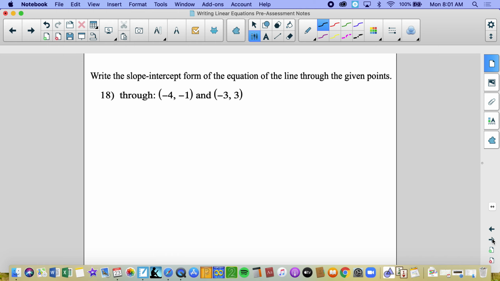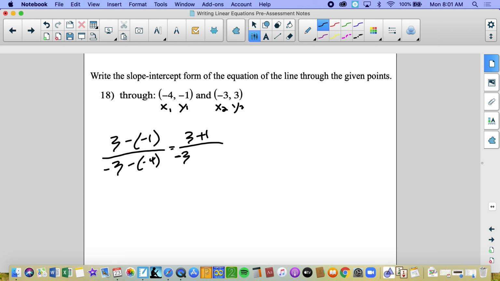And the last one, our slope, x1, y1, x2, y2: 3 minus negative 1 over negative 3 minus negative 4. We get 3 plus 1 over negative 3 plus 4. 4 over positive 1 gives me a slope of 4. And then we pick a point. I'm going to pick the first point. So we get -1 equals 4 times -4 plus b.